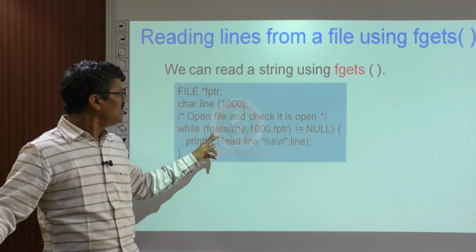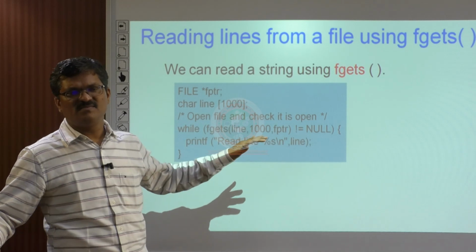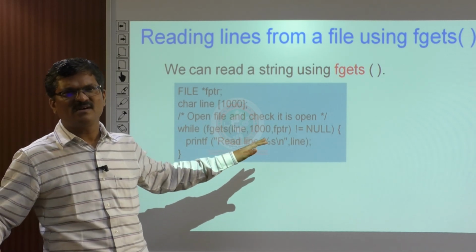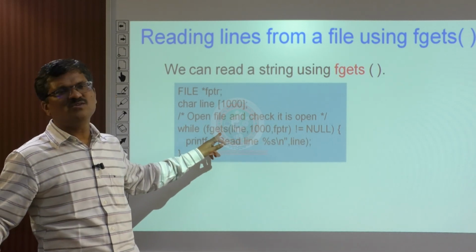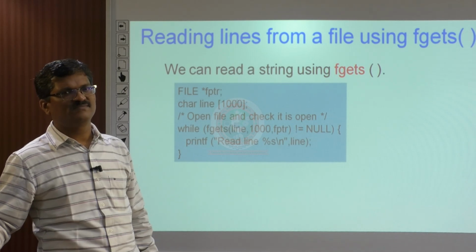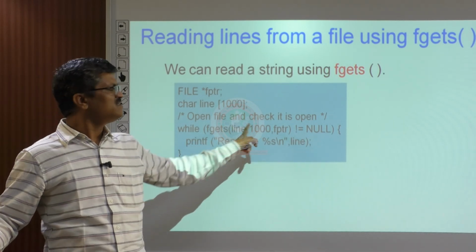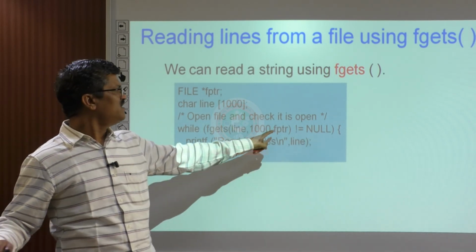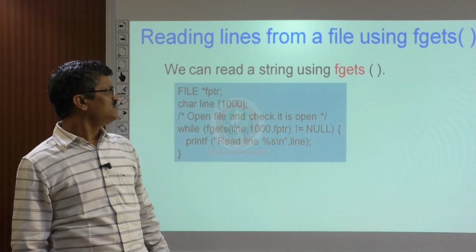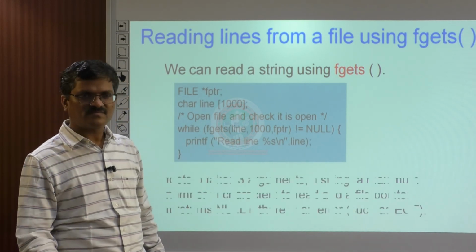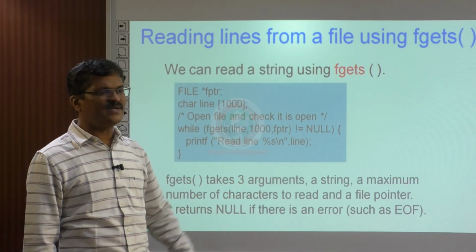If it is open, you read the contents. How? Making use of maybe fgets. This fgets takes three arguments: line, the maximum size, and fptr.